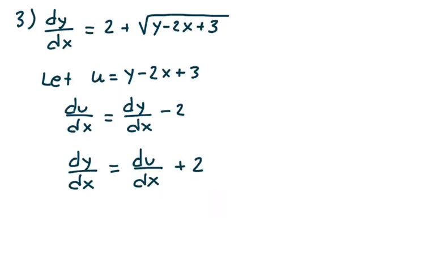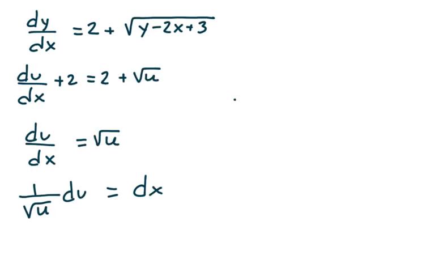And with that, let's talk about example 3. Suppose dy/dx is 2 + the square root of (y - 2x + 3). I'm going to let u equal y - 2x + 3. du/dx is equal to dy/dx minus 2. Solving for dy/dx, we get dy/dx is equal to du/dx + 2, right here.